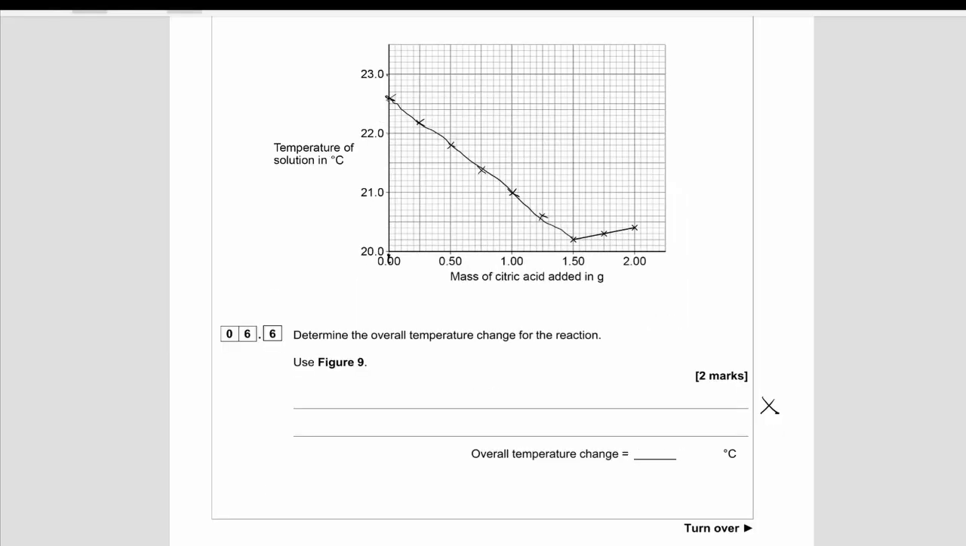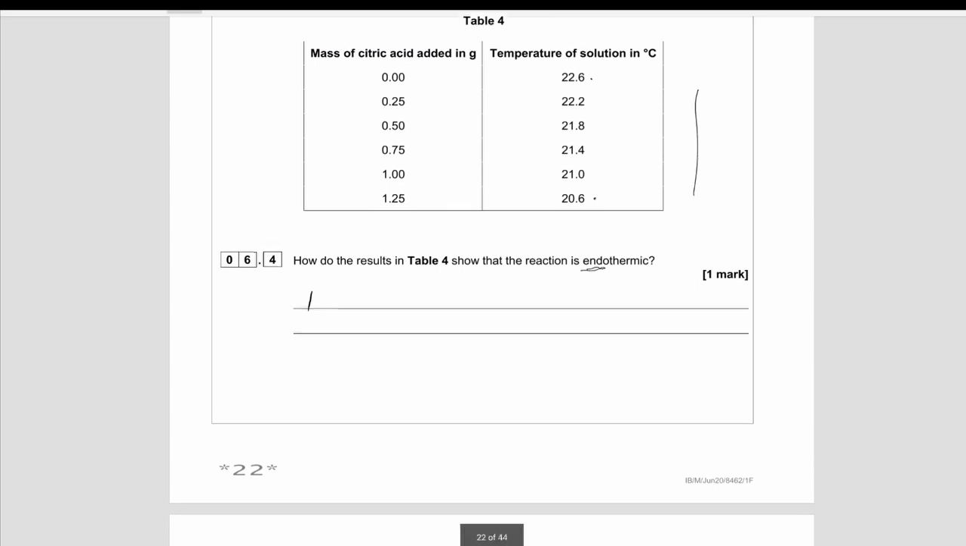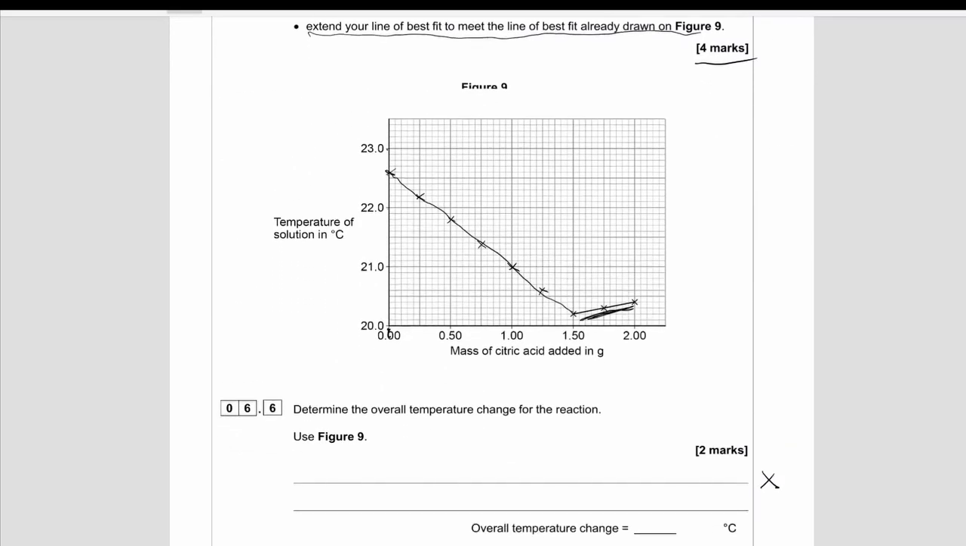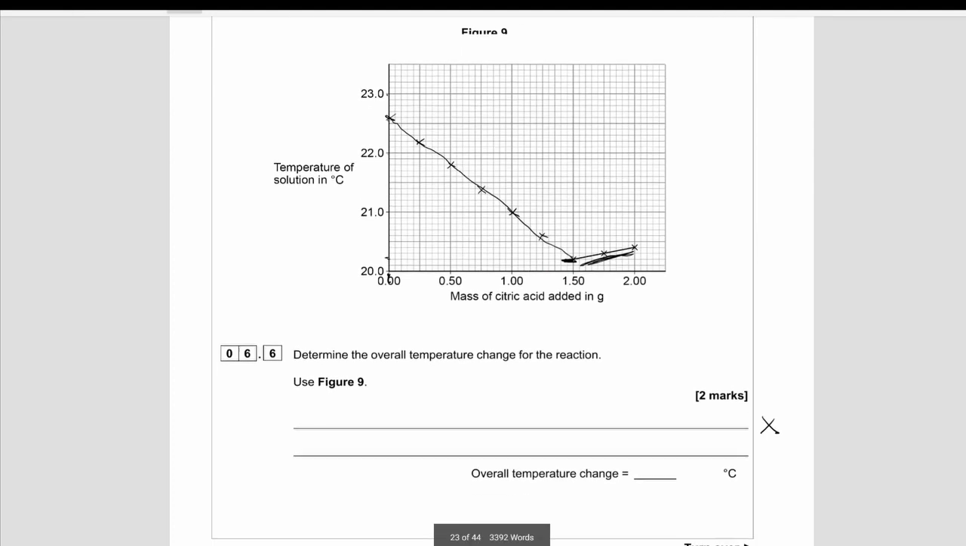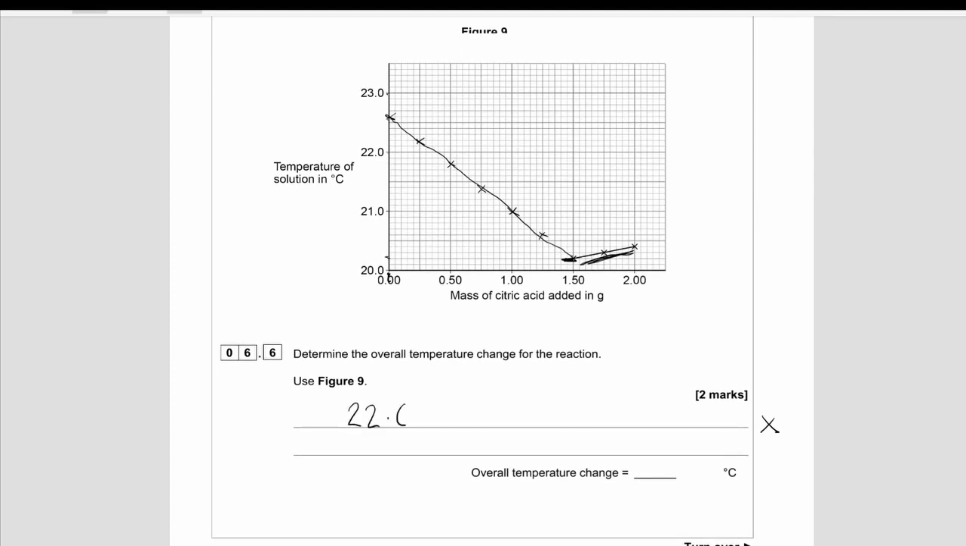For the next question, we're asked to determine the overall temperature change for this reaction. We know the reaction stops happening when the temperature starts to go up here, because no reaction is going to suddenly become exothermic partway through. So we look back at our results up here, and we can't see when it stopped changing and going up, so we'll have to use our results on the table. We can see that it stopped going down here, which is 20.2. So we're going to do 22.6, take away 20.2. And this should give you an answer of 2.4.